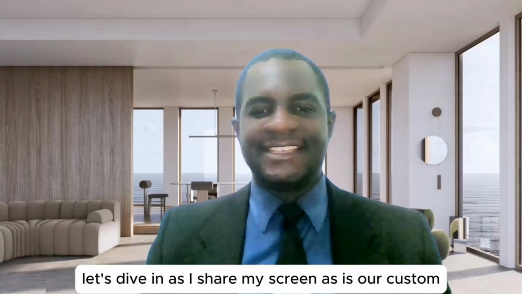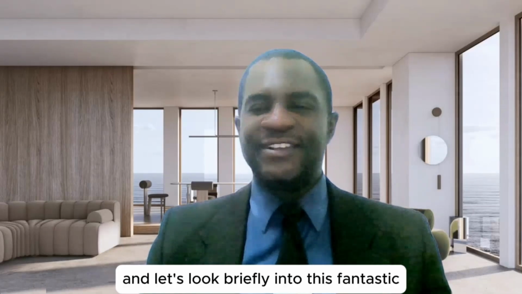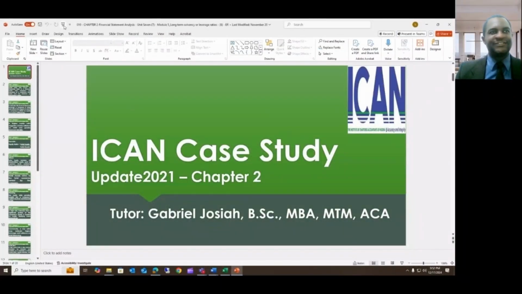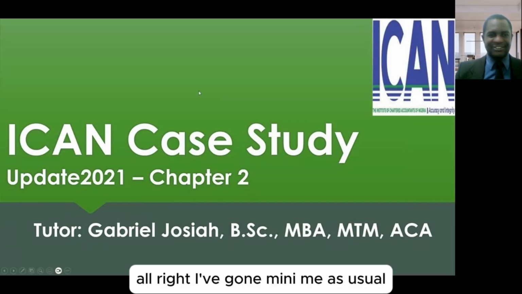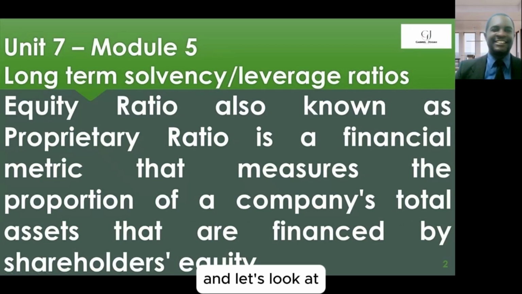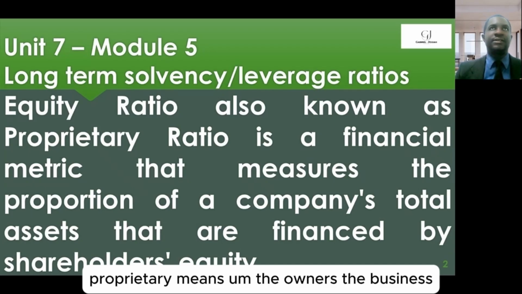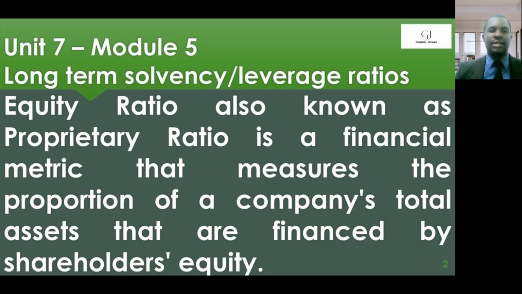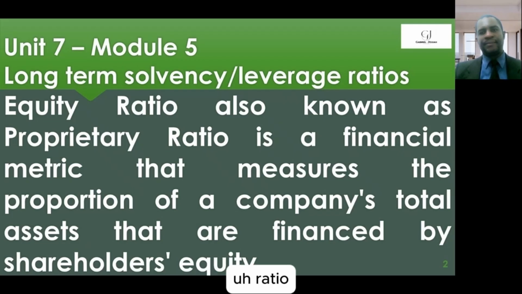Let's dive in as I share my screen, as is our custom, and let's look briefly into this fantastic metric called the equity ratio. It's also known as the proprietary ratio. Proprietary means the owners of the business. So the equity ratio talks about ordinary shareholders' funds, equity holders' funds, proprietors of the business, owners of the business ratio.